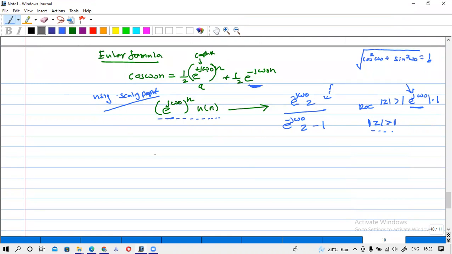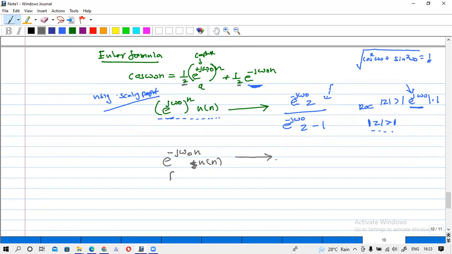Okay, so e to the power minus j omega naught n u[n]. I didn't consider this half, and I will tell you why. Okay, so this is u[n]. What is the Z transform for this one?